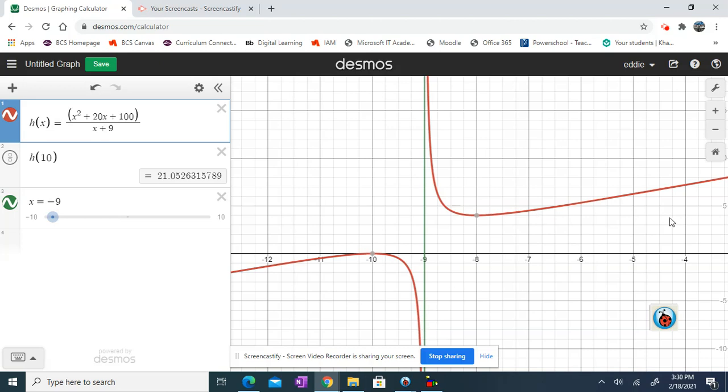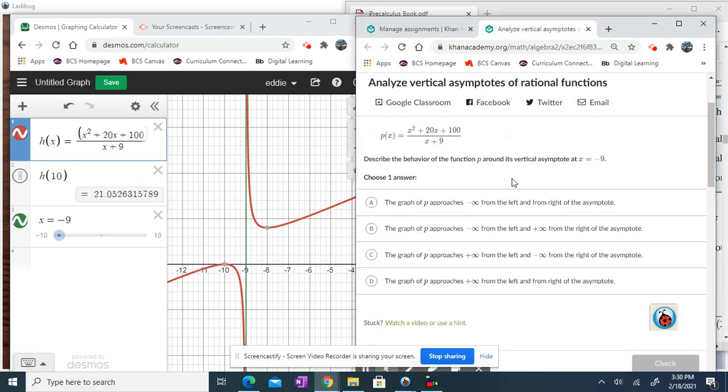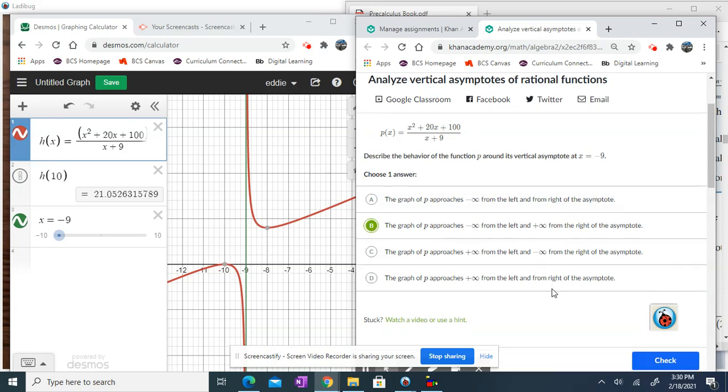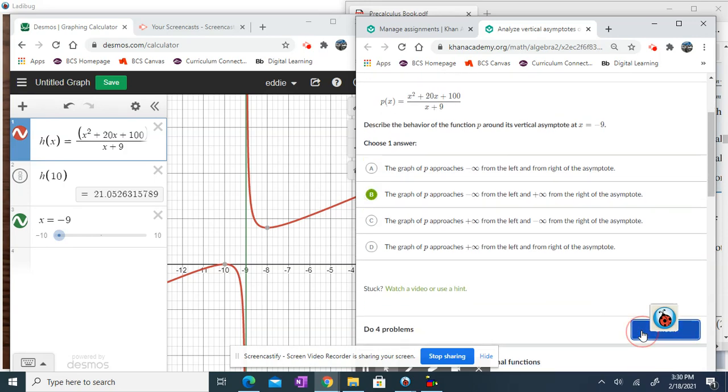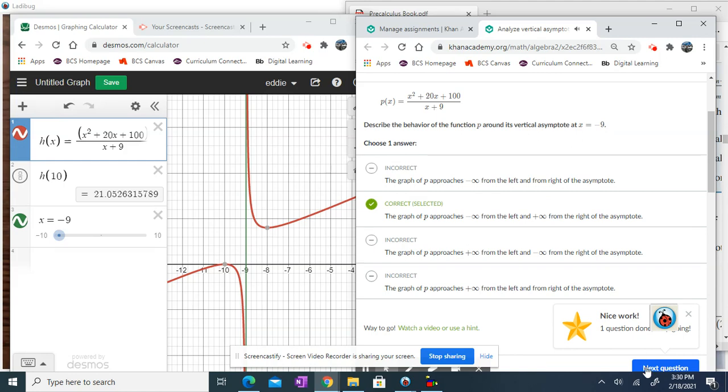All right, so from the right goes to positive infinity. From the left goes to negative infinity. So the graph approaches negative infinity from the left. That's true. And from the right. No. Graph approaches negative infinity from the left and positive infinity from the right. That is correct. Cross fingers. Okay.